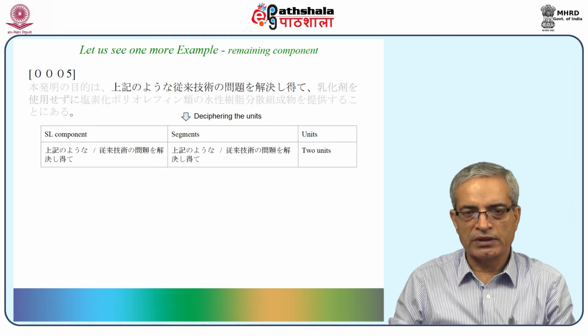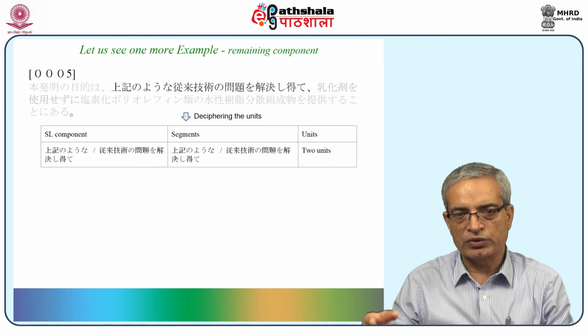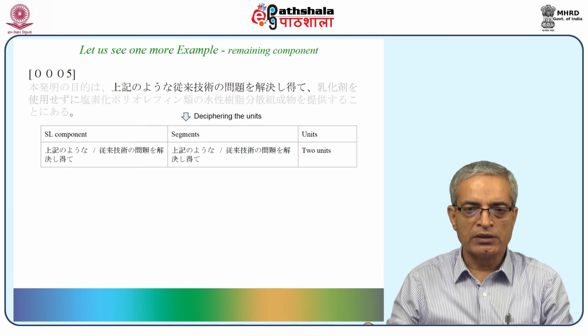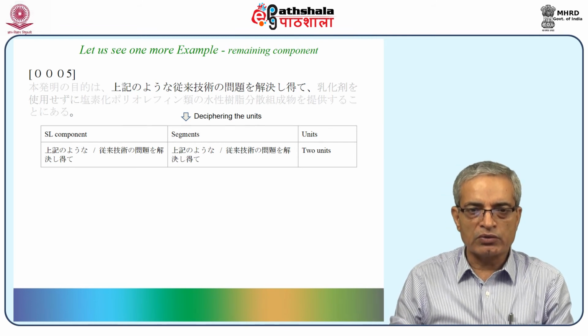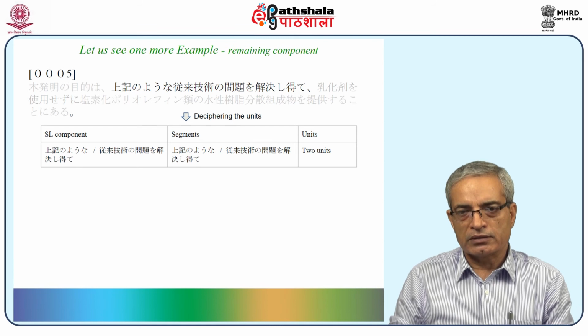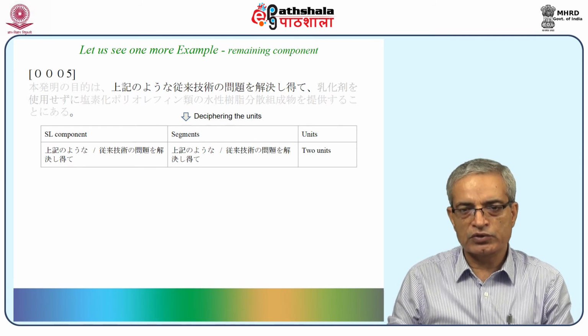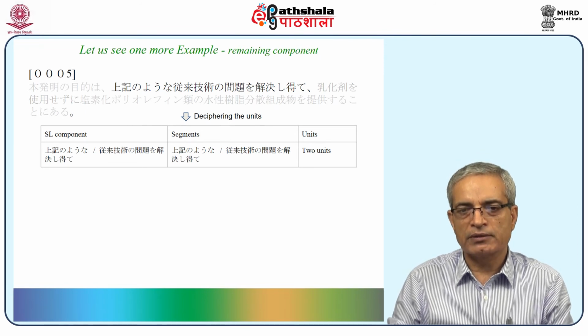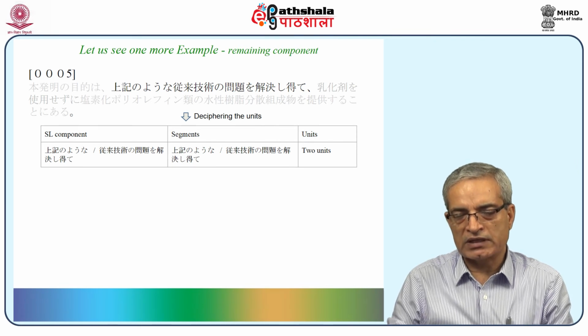And to understand it better, we will decipher the units, or you can say decipher the segments in this particular case, joki no yona, and then jurai gijitsu no mondai o kaiketsu shiete. These are probably two units. Joki no yona is a universal one, of course. Jurai gijitsu is a specific domain specific unit. Mondai o kaiketsu shiete, there is some quasi element here, shiete. Otherwise, mondai kaiketsu is quite universal.